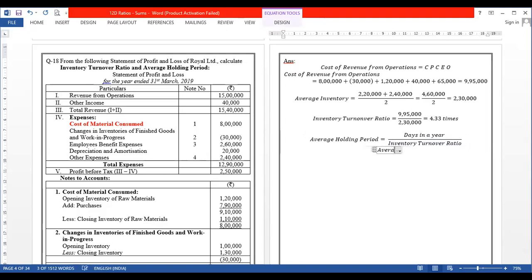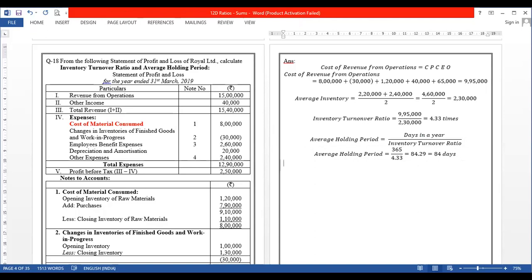Okay, the average holding period will be equal to 365. We take that normally, because it's 2019, it's not a leap year, and inventory turnover ratio has come to 4.33 times. So 365 to be divided by 4.33. Yes, please get me the answer. 84.29. Okay, because 0.29 is less than 0.5, so let us make it as 84 days approximately.